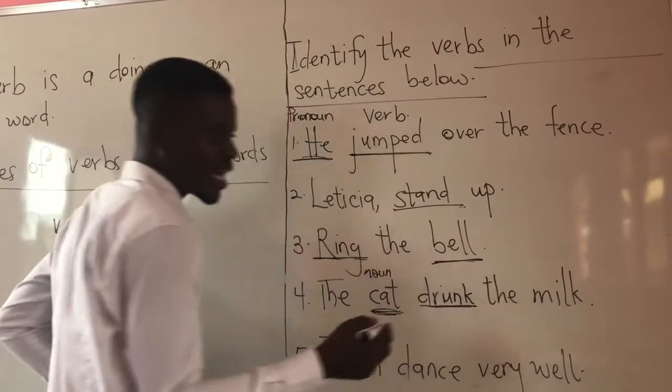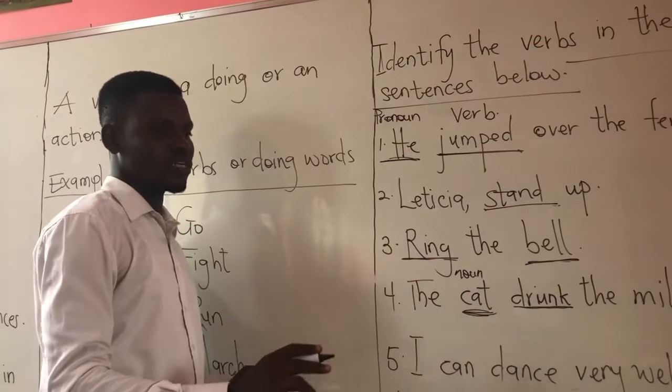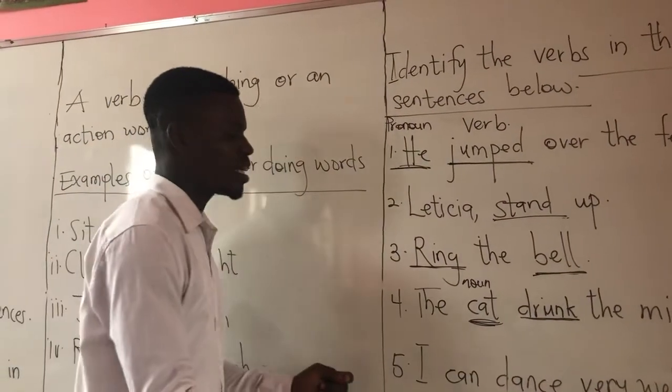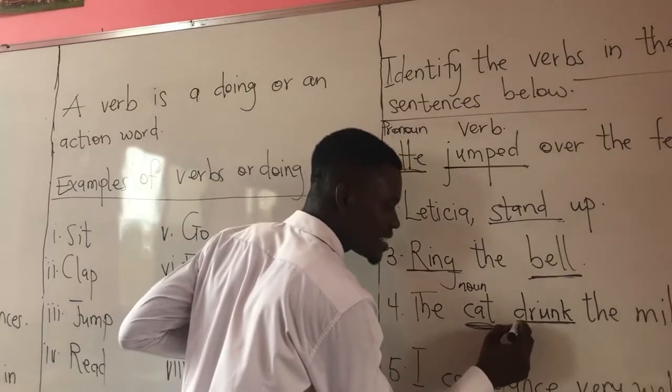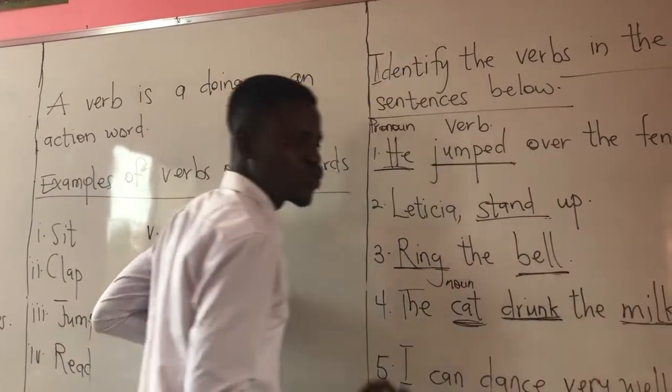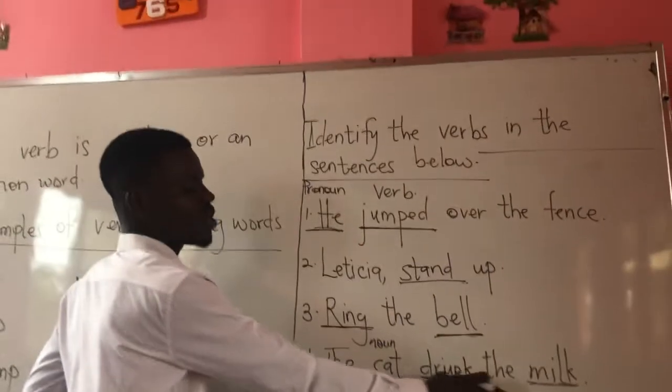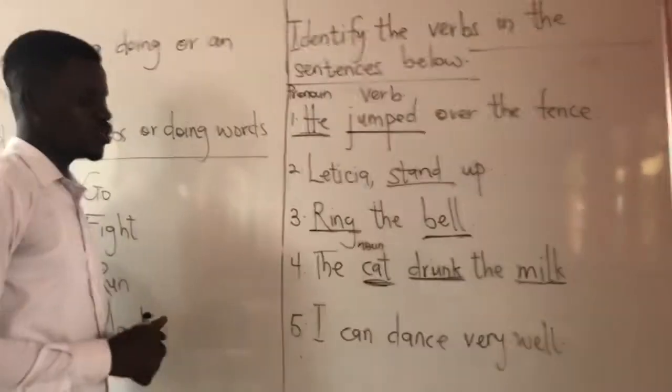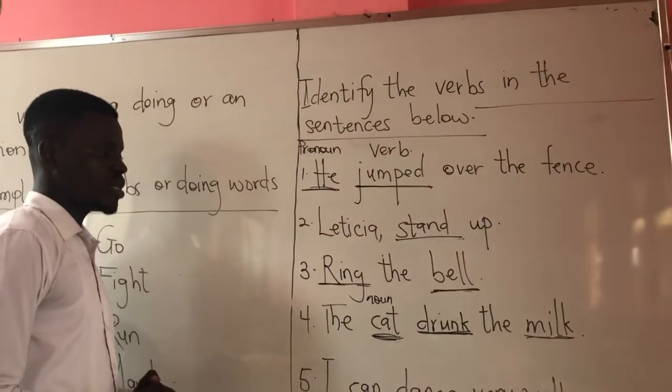Okay. The cat was walking. What was the cat doing? The cat was walking. But in this context, the cat did what? It drank the milk. Who drank the milk? The cat drank the milk. Do you understand?